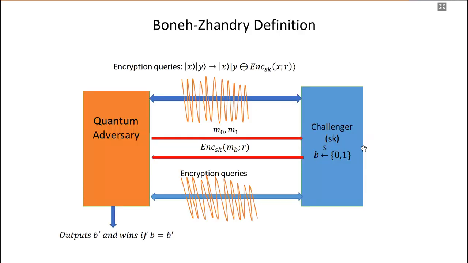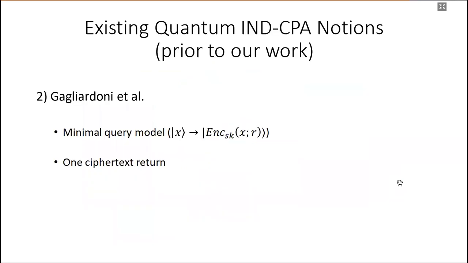So here is the image of the Boneh and Zhandry definition. In the learning phase, there is standard oracle access to the encryption oracle. And in the challenge phase, there are two classical messages, and the adversary gets back the encryption of Mb for a random bit b. And of course, the adversary tries to guess this bit b. Another definition uses a minimal query model in both the challenge phase and the learning phase, and in the challenge phase, the challenge query is implemented with a one ciphertext return type. The minimal query model is different from the standard query model: there is only one register, the input register, and the adversary gets back the evaluation of the encryption function on this input register as the output.